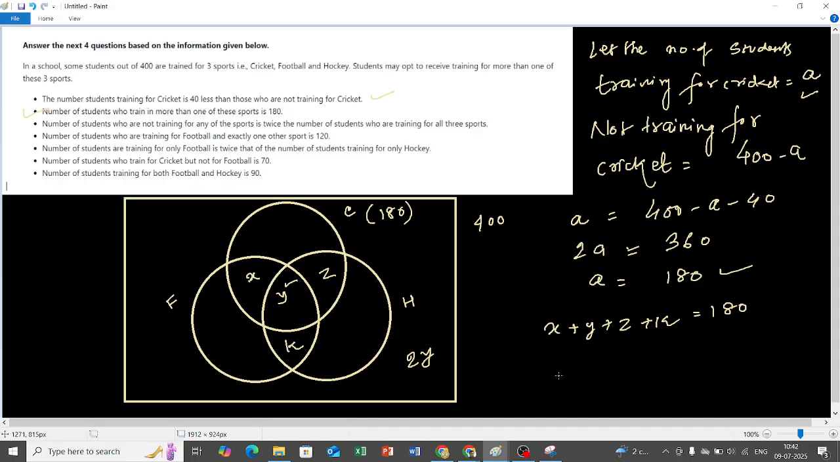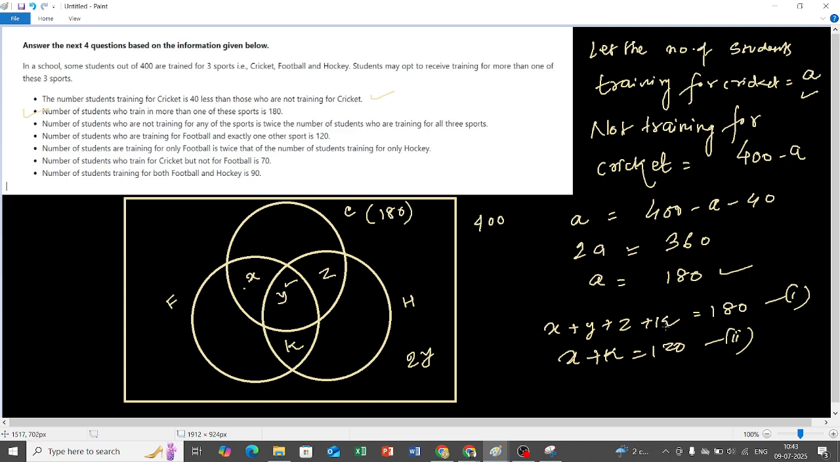Okay. Now, the number of students who are not training for any of the sports is twice the number of students who are training for all the 3 sports. The number of students who are training for football and exactly one other sport is 120. That means x plus k is 120. So let me make it equation 1. This is equation 2.